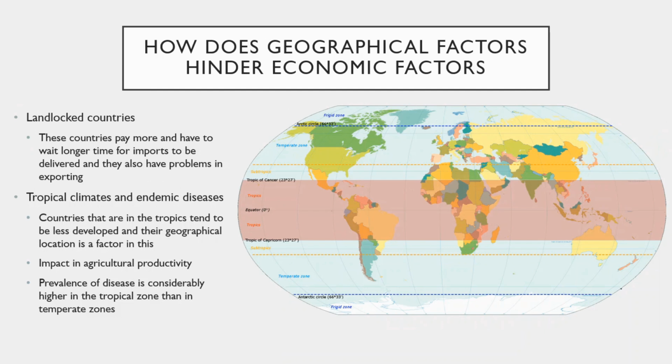Geography can hinder economic growth. Landlocked countries usually pay more and have to wait longer for imports to be delivered, and they also have problems exporting. Tropical climates and endemic diseases: countries that are in the tropics tend to be less developed, and their geographical location is a factor in this. It does increase agricultural productivity, but disease can have a negative effect on their health.